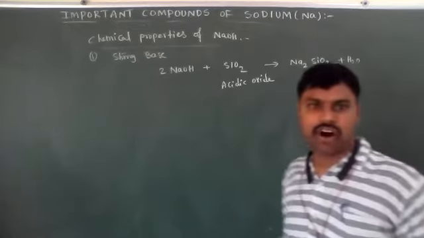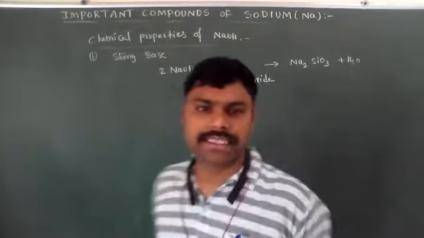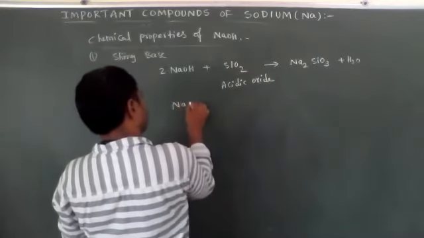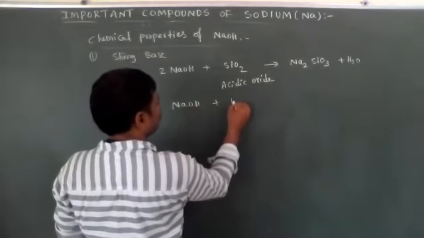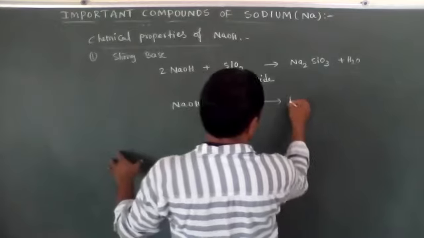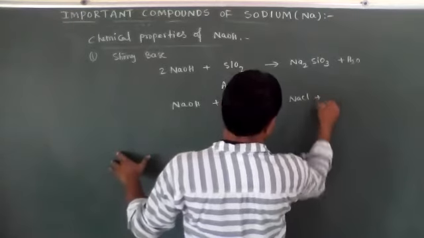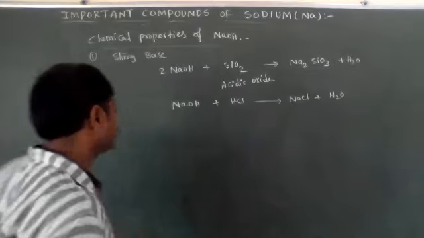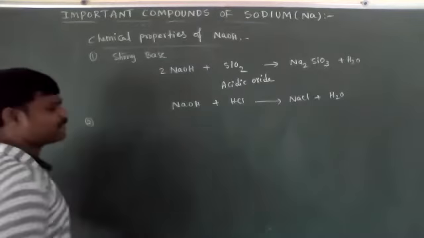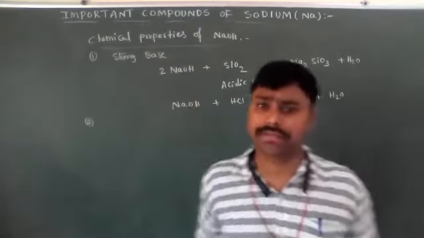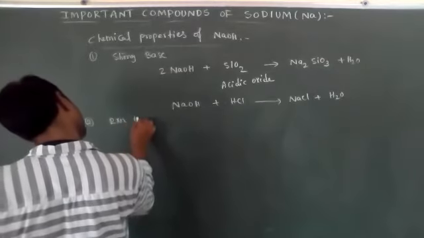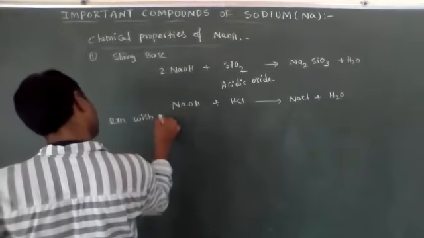As well as it is a strong base, it reacts with acids to form salts. NaOH reacts with acids to form salts plus water. Okay, it is one important property. Next, it reacts with metals as well as non-metals.